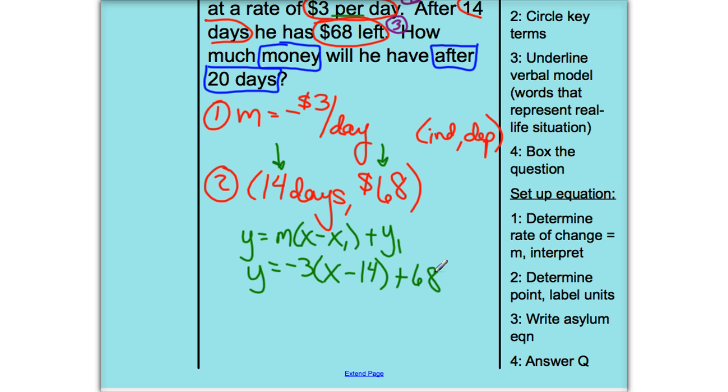And finally, we need to answer the question. The question was, how much money will he have after 20 days? Now, if you look at the point that we set up in step 2, days was our x. So I know that I put the 20 in for the x and not the y.